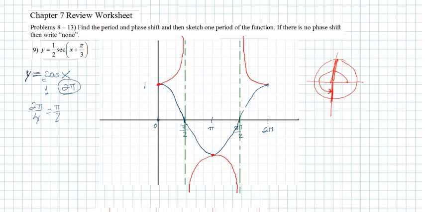So that's the behavior. Like I said, it's easier if you draw your cosine first. So this is your cosine. Now, when your cosine intercepts the x-axis, that's where you draw your asymptotes. And then on the peaks and valleys, just go the opposite way.